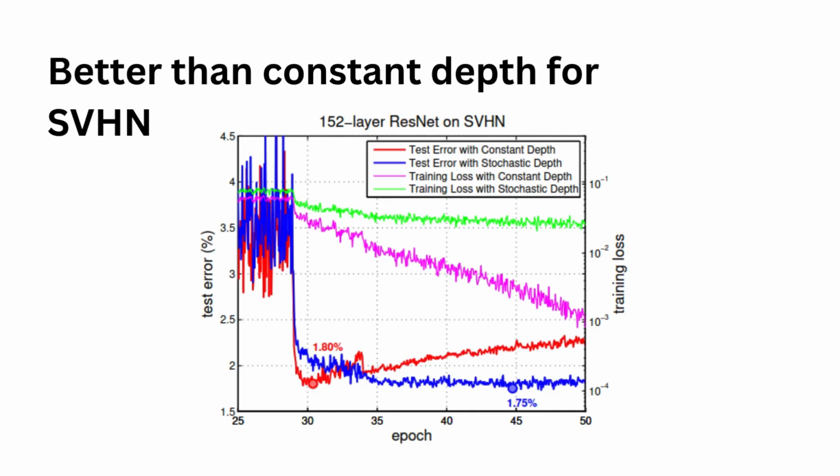A similar story is shaping up with the 152 layer ResNet on SVHN. As we can see here, even if it's a bit more unstable for the stochastic depth, we have 5% more performance than in constant depth.